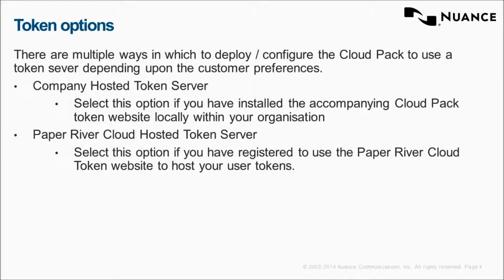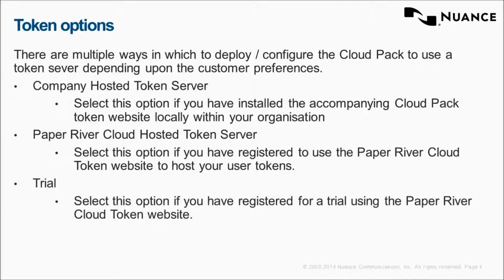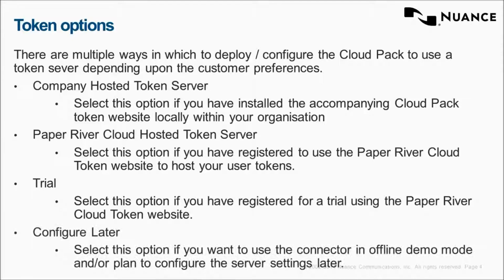You could choose the Paper River Cloud Hosted Token Server. Now, Paper River, they're the author of the connector. So they're a Nuance partner, and you would select that option if you're registered to use the Paper River Cloud Token website to host your user tokens. You could select trial. You select that option if you've registered for a trial using a Paper River Cloud Token website. It's a fully configured trial for 45 days, and basically you don't get any restrictions. You just get to use the software for 45 days.